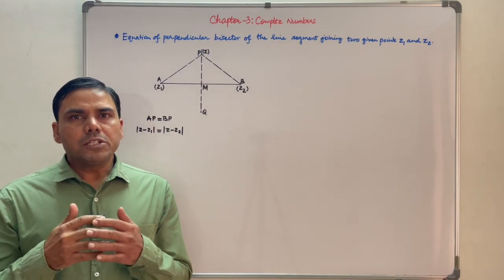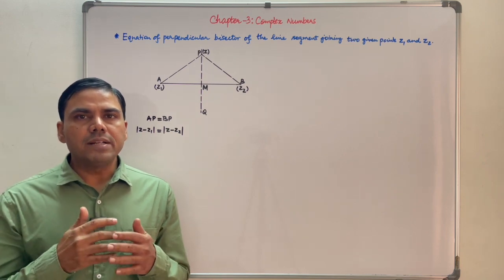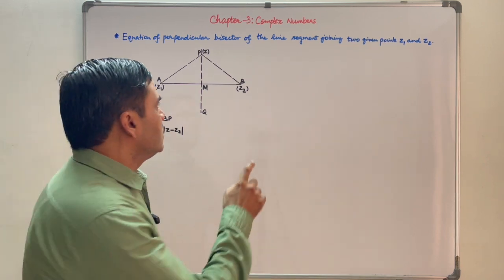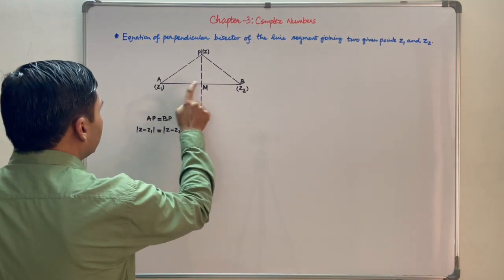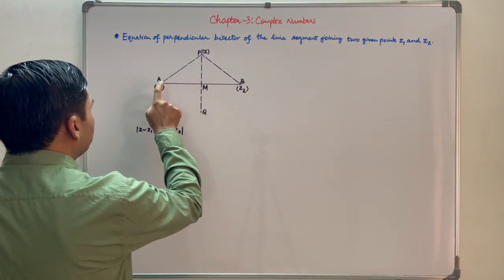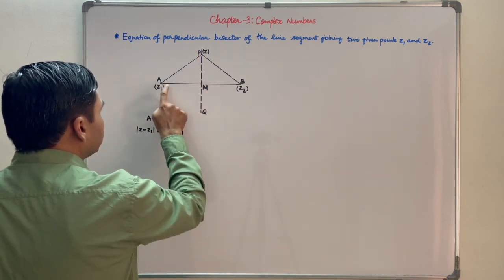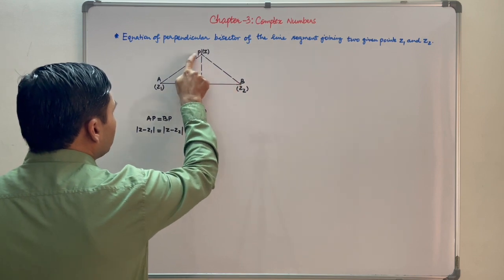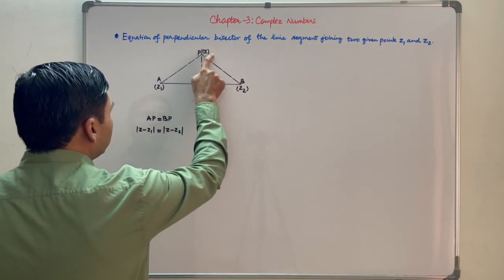Now let us see the equation of the perpendicular bisector of a line segment joining two given points z1 and z2. Suppose AB is a line segment. Its endpoints A and B are represented by two given points z1 and z2. PQ is the perpendicular bisector of AB. Take a point P on PQ. It is representing general point z.